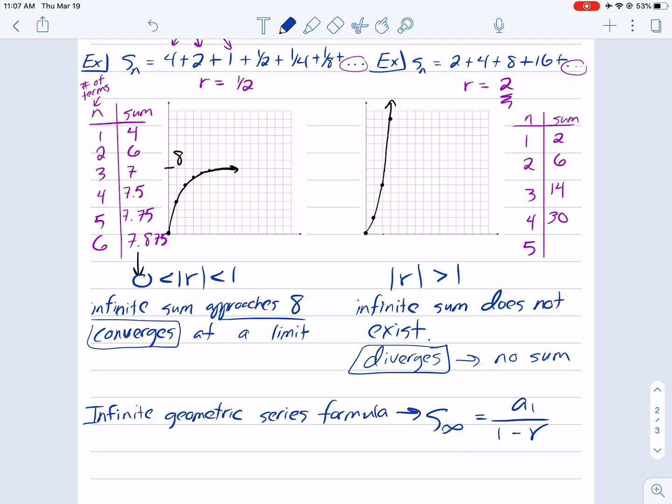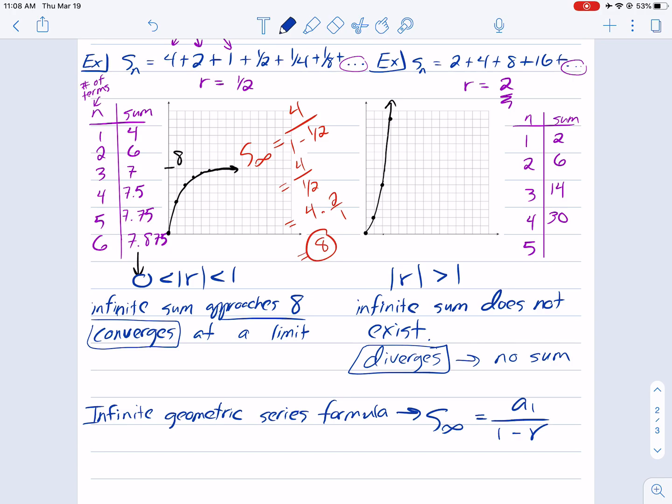So let's do that up here. We're going to plug in S sub infinity, our first term of 4, over 1 minus our ratio of 1/2. 4 over 1 minus 1/2 is just 4 over 1/2. And then 4 times the reciprocal of 2 over 1 gets us a partial sum of 8. So you can see we're going to be using this formula for the sum of an infinite geometric series.